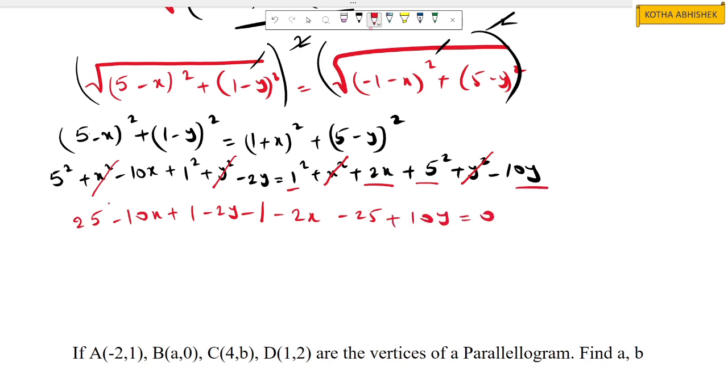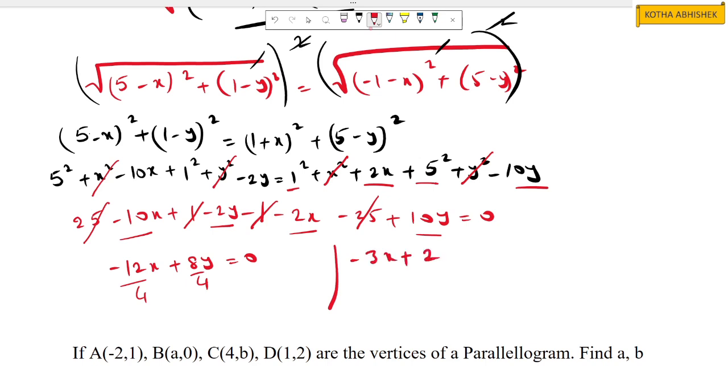Here also we have some more cancellation. Plus 25 minus 25 cancel, and minus 1 plus 1 cancel. Now remaining are minus 10x minus 2x, that is minus 12x, minus 2y plus 10y, it is 8y, equals 0. 12 and 8 both come in the 4 table, so that's why I'm dividing by 4. Now 4 table 12 is 3, so minus symbol as it is, minus 3x. 4 table 8 is 2, so 2y equals 0. Now taking 2y to the other side, minus 3x equals minus 2y. Both sides minus minus will get cancelled, then we remain with 3x equals 2y.